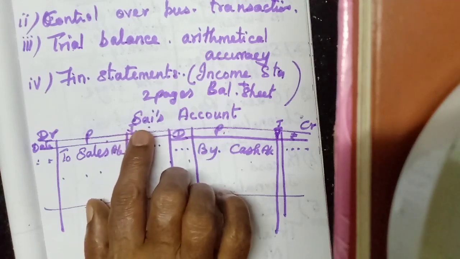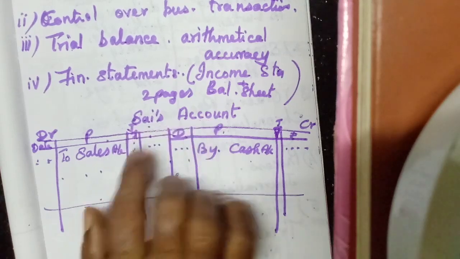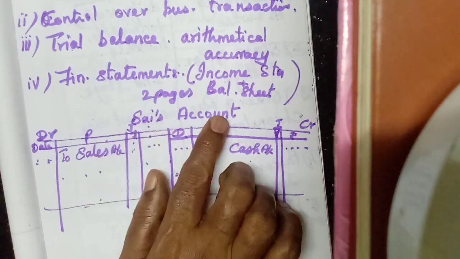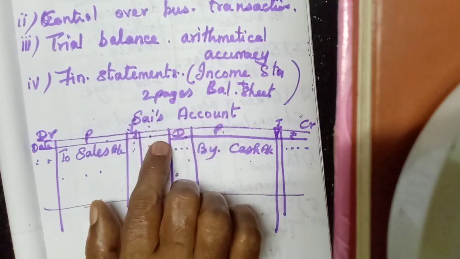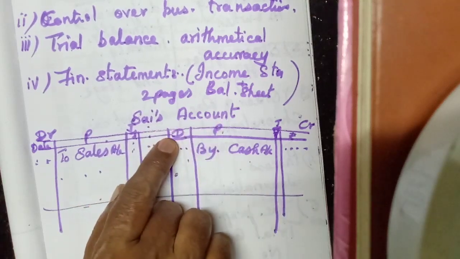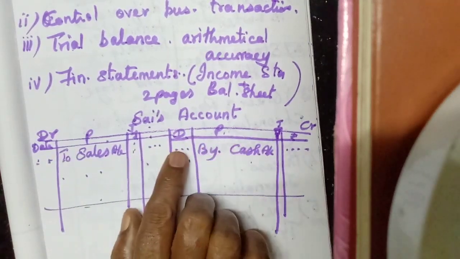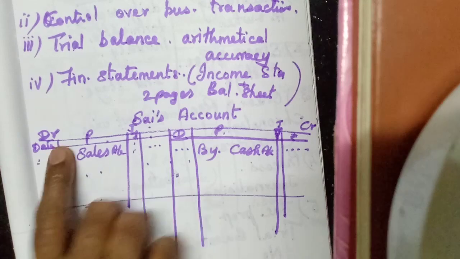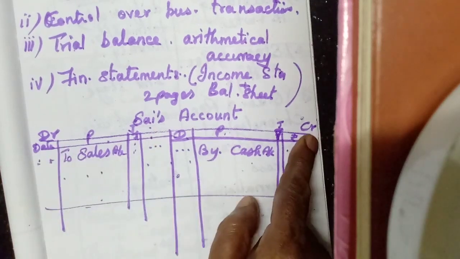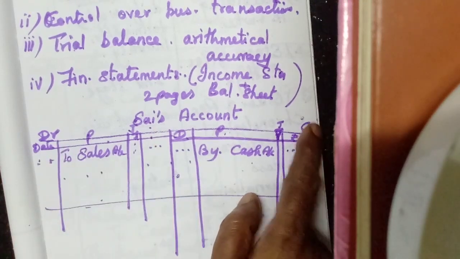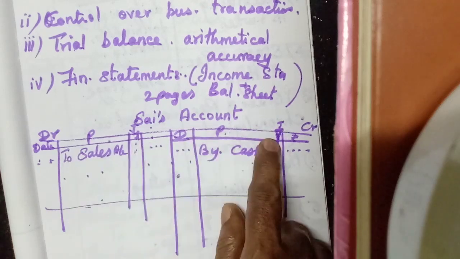For example, one customer's name account. Here 2 pages must be used. This one left side, 4 columns. Right side, 4 columns. On the left hand side page, debtor, Dr. Here on the right hand side, creditor, Cr. Then two columns will be there.